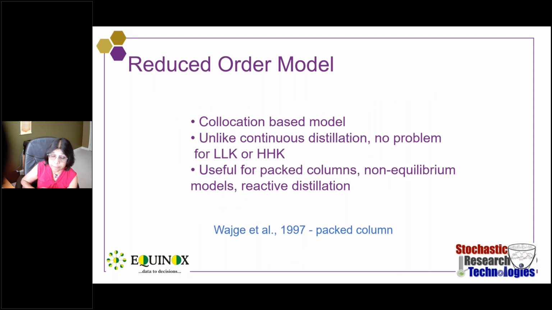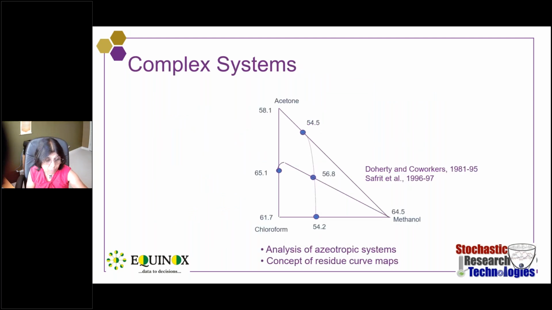Now, the most important area in batch distillation, which is also useful for continuous distillation, is the work by Doherty and co-workers from 1981 to the late 90s. They worked on azeotropic distillation and what we call the residue curve map. Doherty and co-workers said that the residue curve map is the same as the Rayleigh equation, the same as how simple distillation behaves for different azeotropic systems.